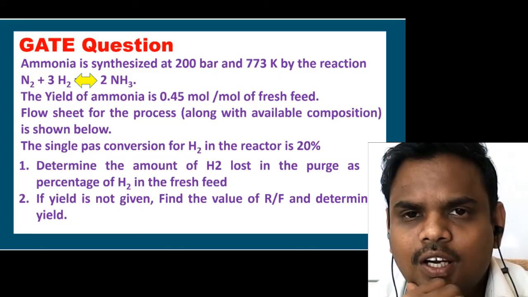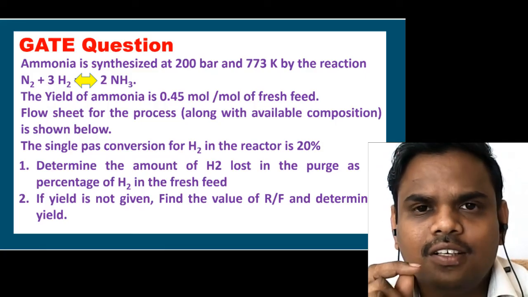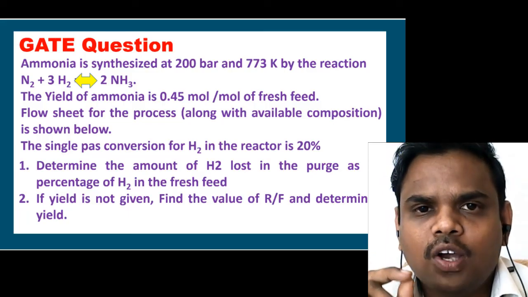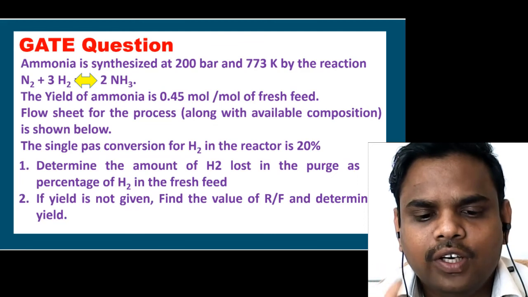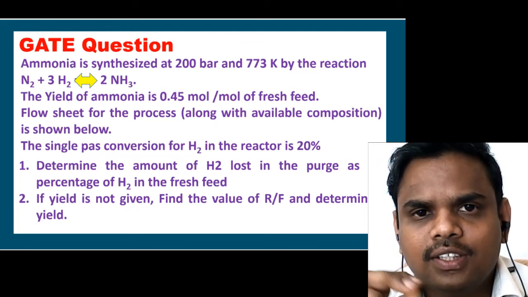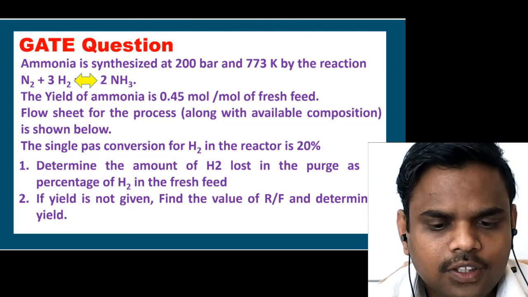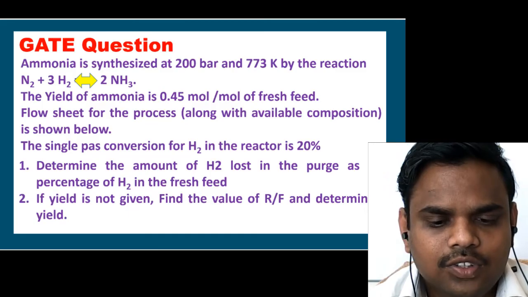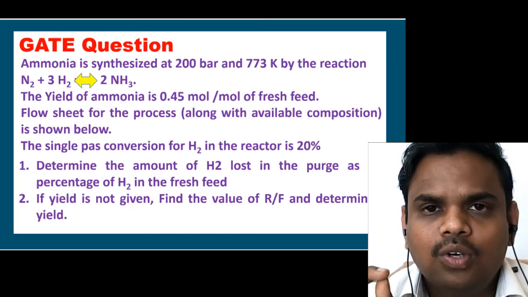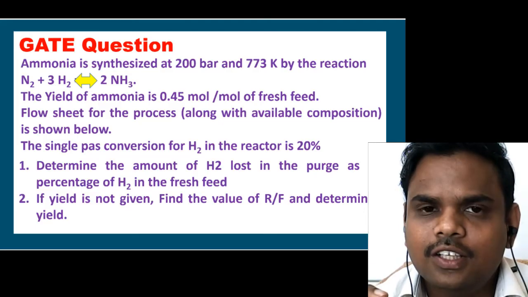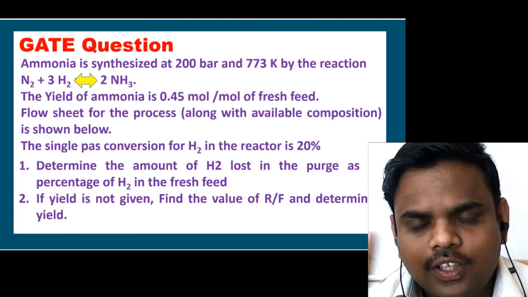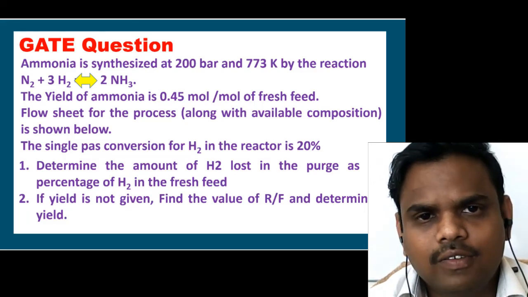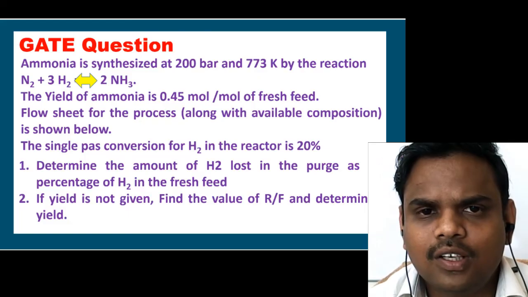Ammonia is synthesized at 200 bar and 773 Kelvin by the reaction N2 plus 3H2 giving 2 NH3. The yield of ammonia is 0.45 moles per mole of fresh feed. The flow sheet for the process along with the composition is shown below. The single pass conversion for hydrogen in the reactor is 20%. There are two questions. First part: the amount of hydrogen lost in the purge as a percentage of hydrogen in the fresh feed is, and there are four options: 45%, 55%, 20% and 10%. Let us solve it and see whether our answer matches one of the options.